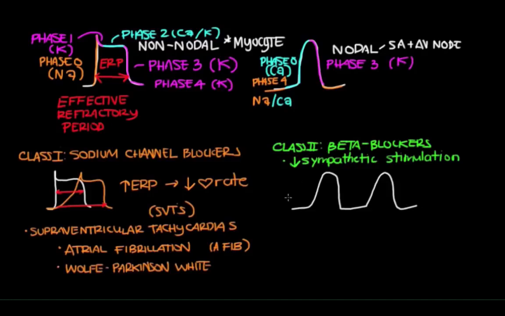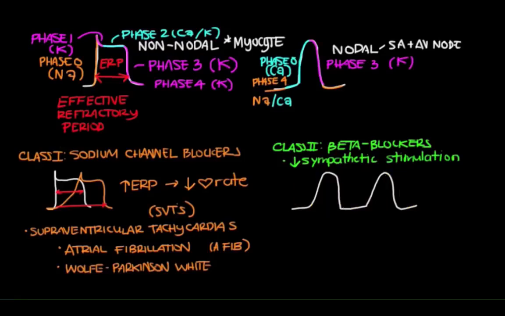Now, how do sympathetics work to increase heart rate? Well, sympathetics work by increasing the slope of phase 4. So basically, you're hitting thresholds sooner. And if you hit thresholds sooner, you're going to have more frequent depolarizations. Okay, so I'm going to erase this so we can see how beta blockers work.